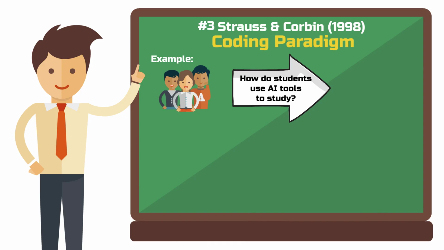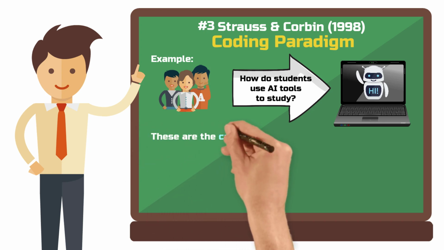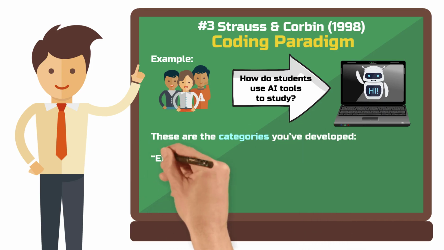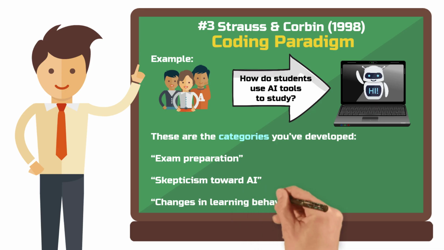Imagine you're analyzing interviews with students about their use of AI tools for learning. After open coding, you've identified several categories, including exam preparation, skepticism towards AI, and changes in learning behavior.